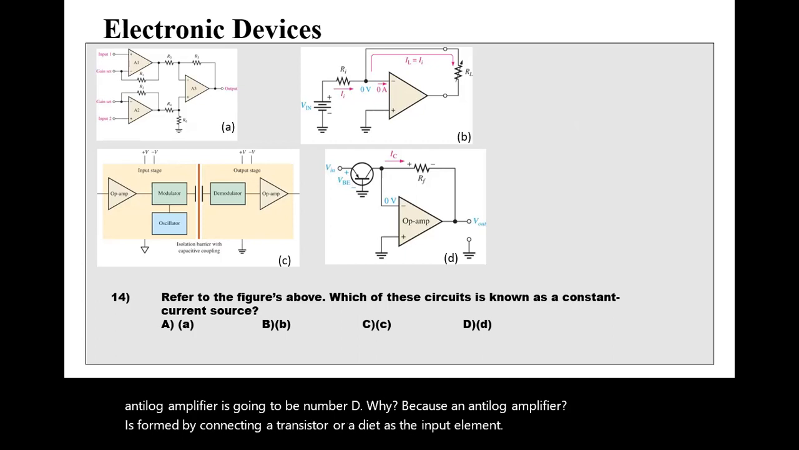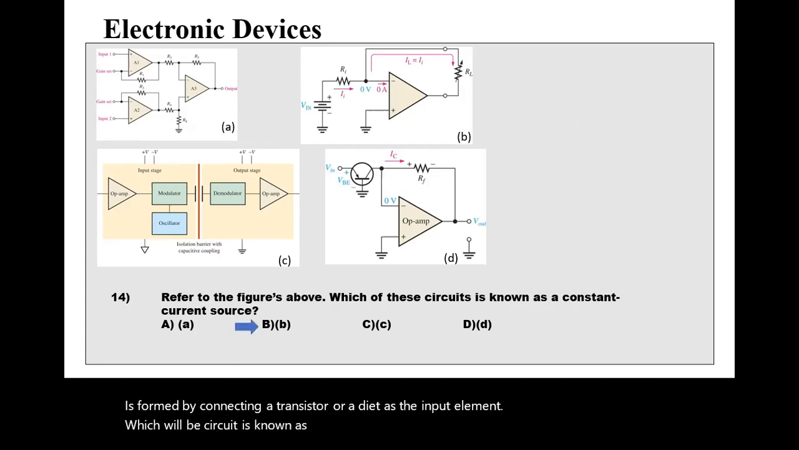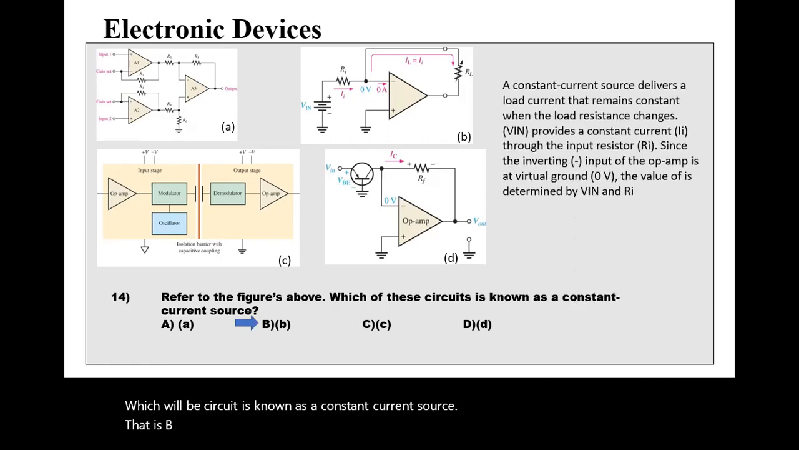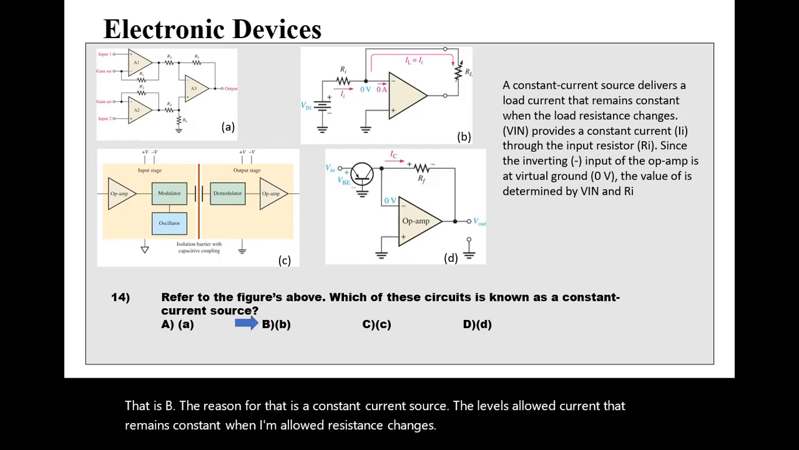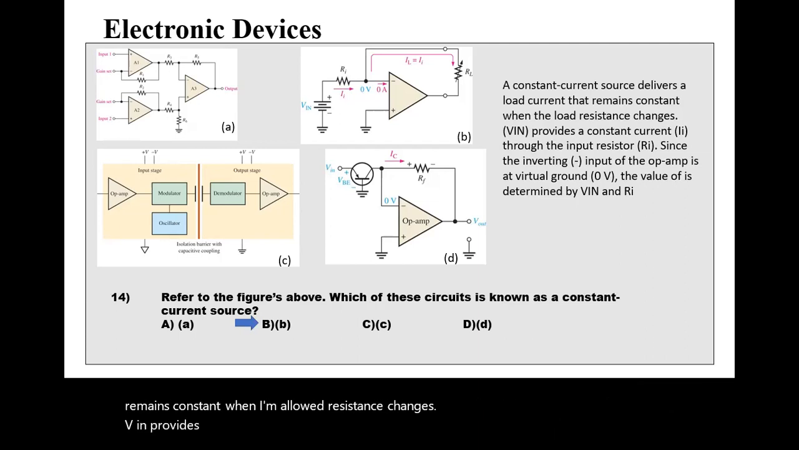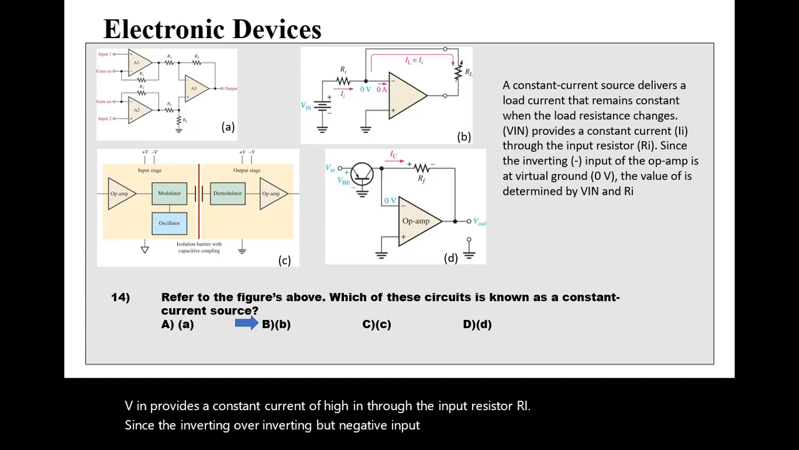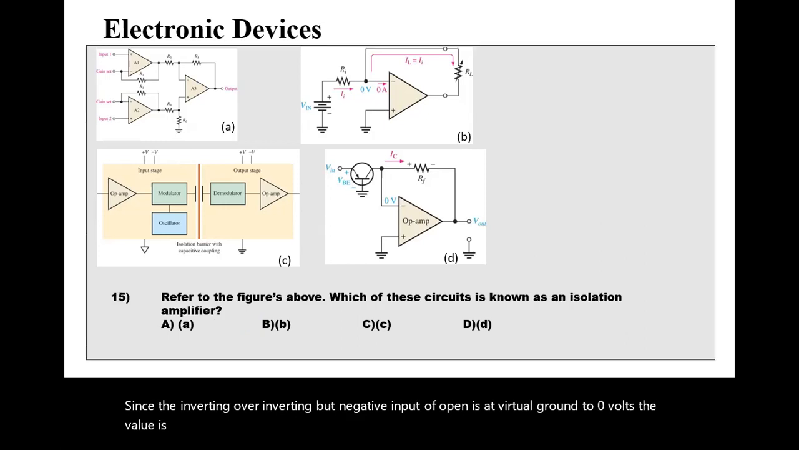Which of these circuits is known as a constant current source? That is B. The reason for that is a constant current source delivers a load current that remains constant when the load resistance changes. Vin provides a constant current of In through the input resistor Ri. Since the inverting input of the op-amp is at virtual ground or 0 volts, the value is determined by Vin and Ri.